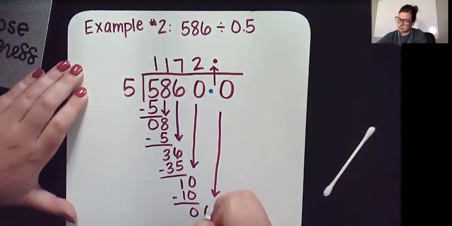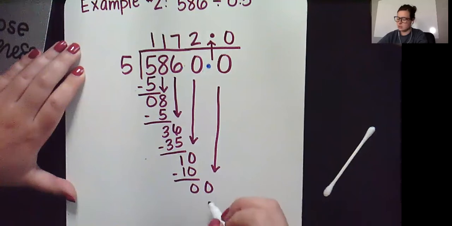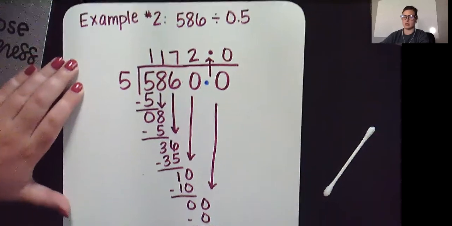Bring down our final 0. If I have 0 apples, I can make 0 groups of 5. 0 times 5 is 0. Subtract and we're left with 0. Nothing left to bring down. We're stopping at a 0, so we are good to go.